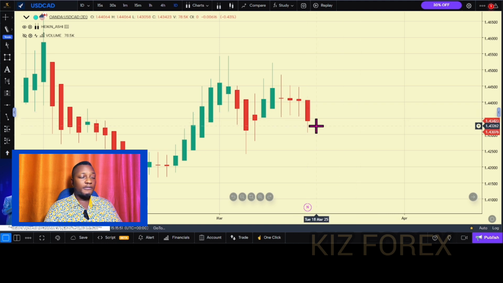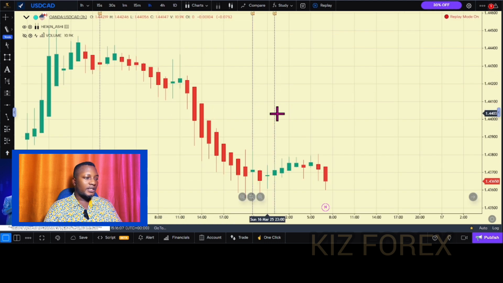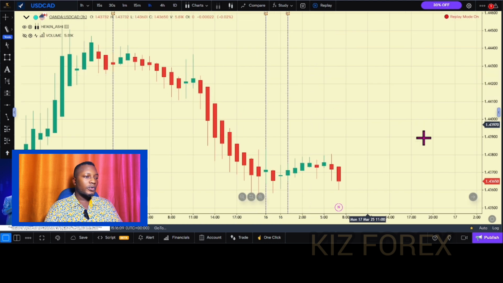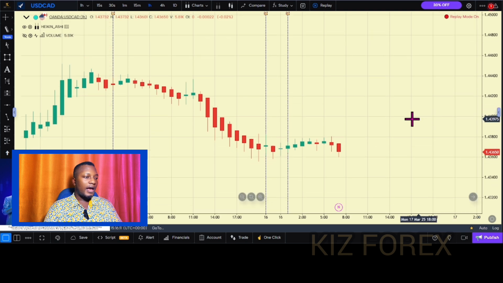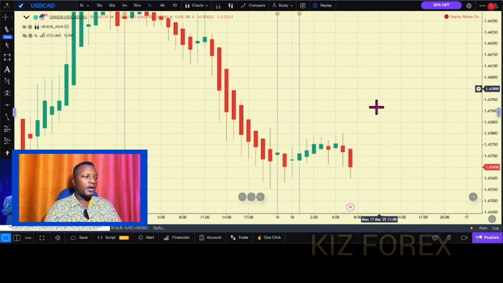So after seeing this, we now know the direction of the market. The next thing we're going to be doing is going straight up into our 1 hour time frame, which is of course our signal time frame. On our 1 hour time frame right here, we can see that we have a rally to the downside and then a little bit of a pullback.